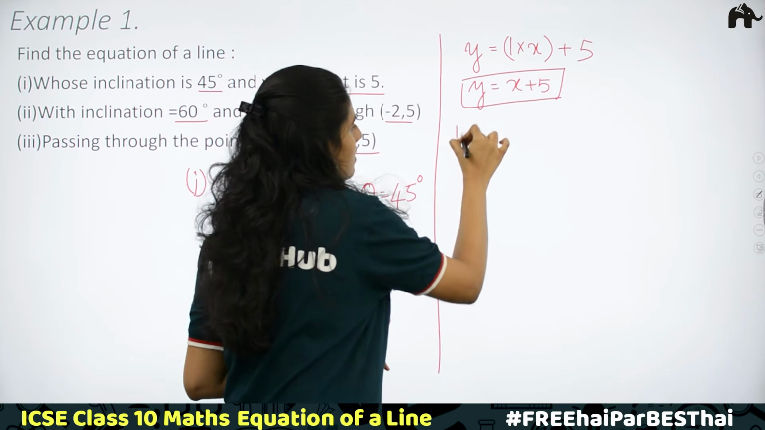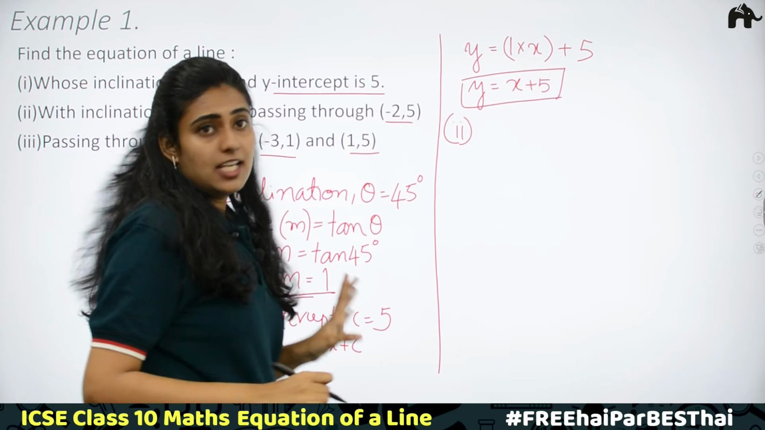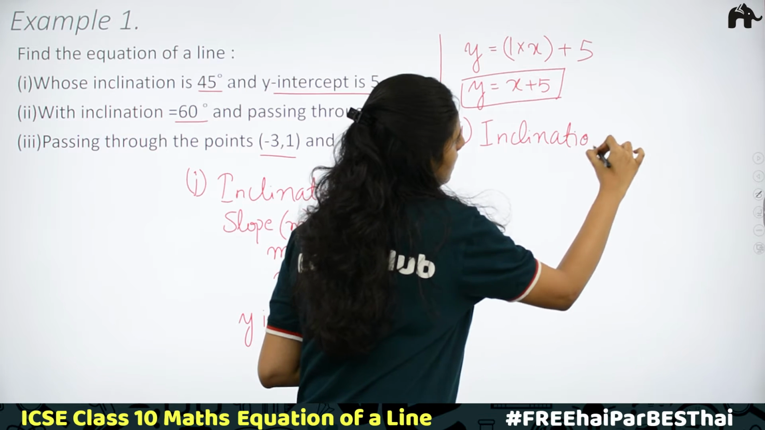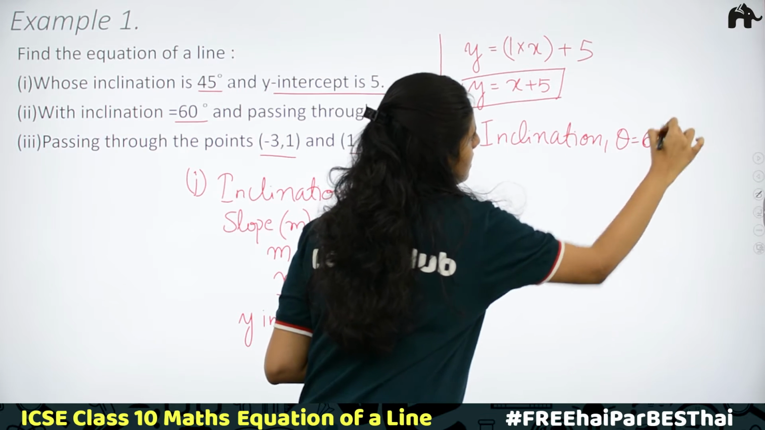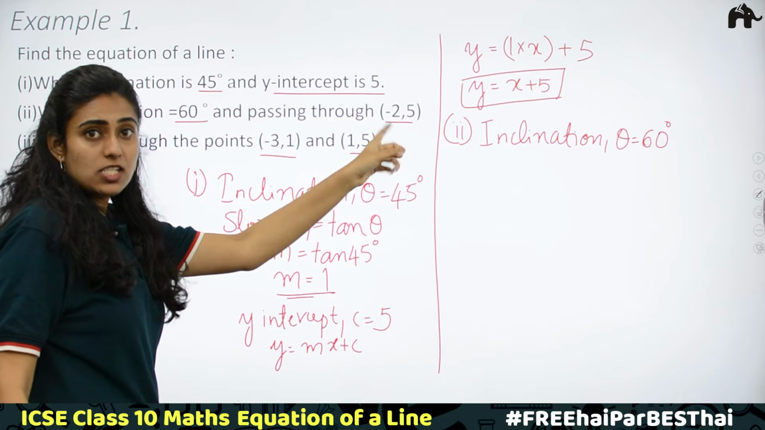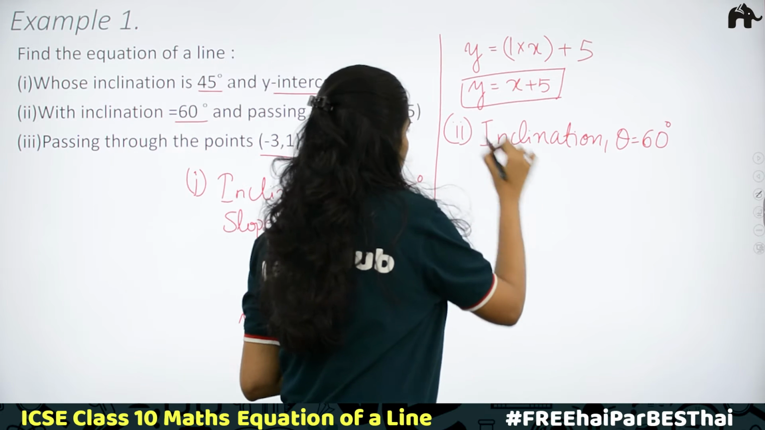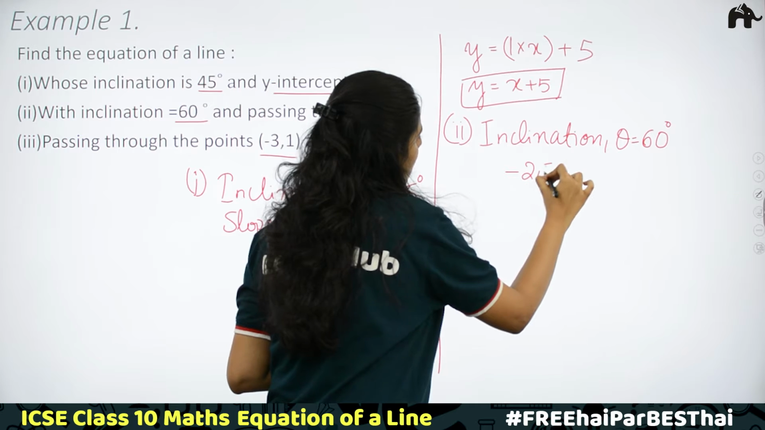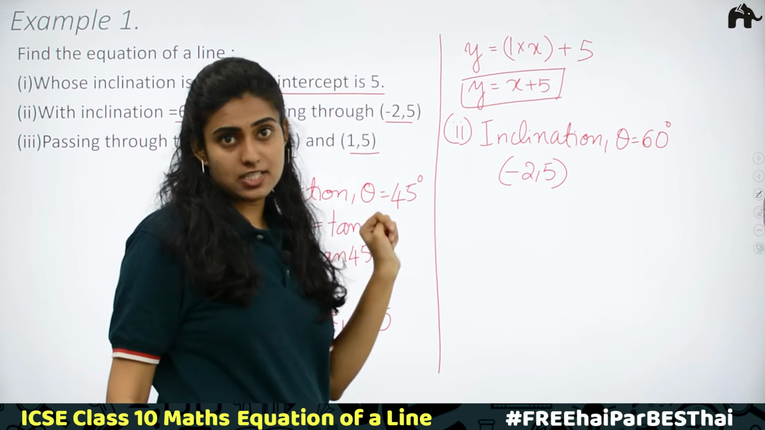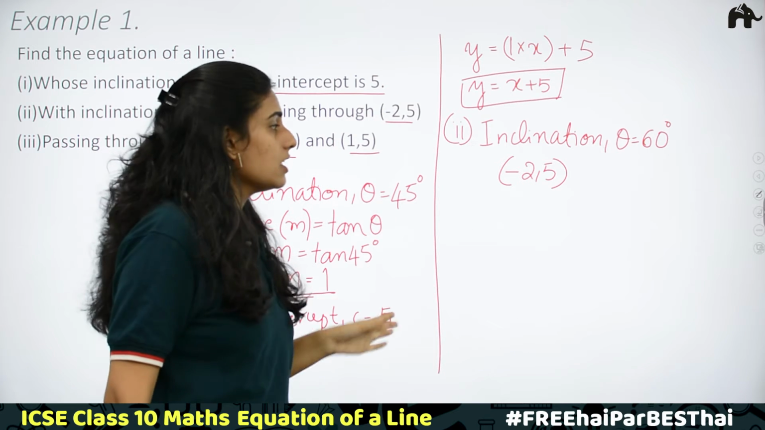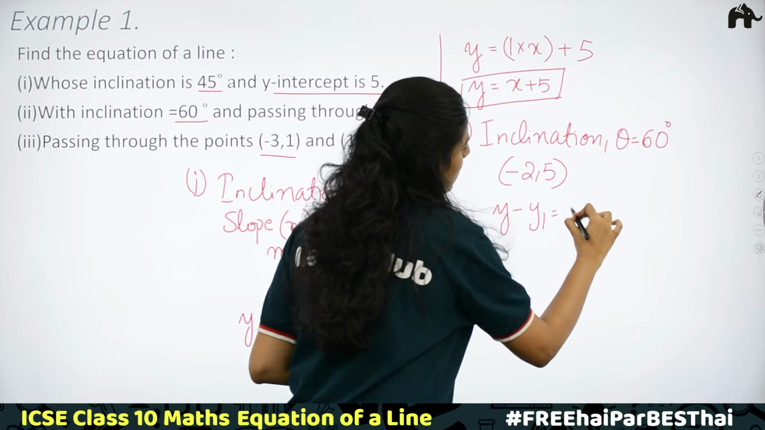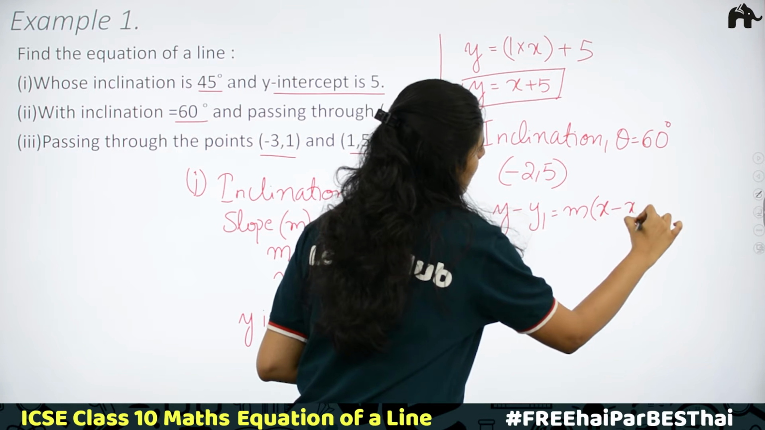The second question, what is given? Here again, inclination is given. Inclination theta is equal to 60 degree. What else? And a point. And passing through -2, 5. A point is given. Coordinates of the point are -2, 5. Okay. We have inclination and a point given. We need to write the equation. We will be using the point-slope form. That is y minus y1 is equal to m into x minus x1.